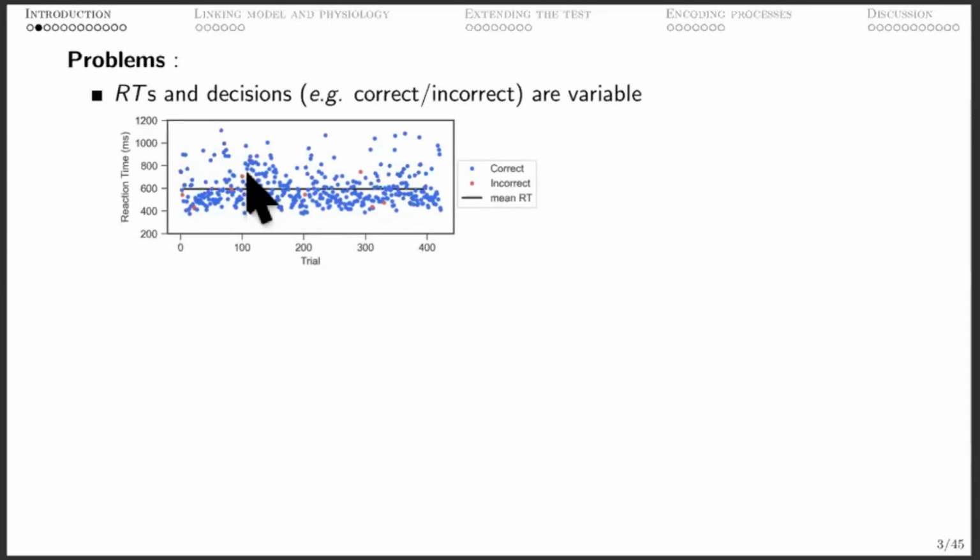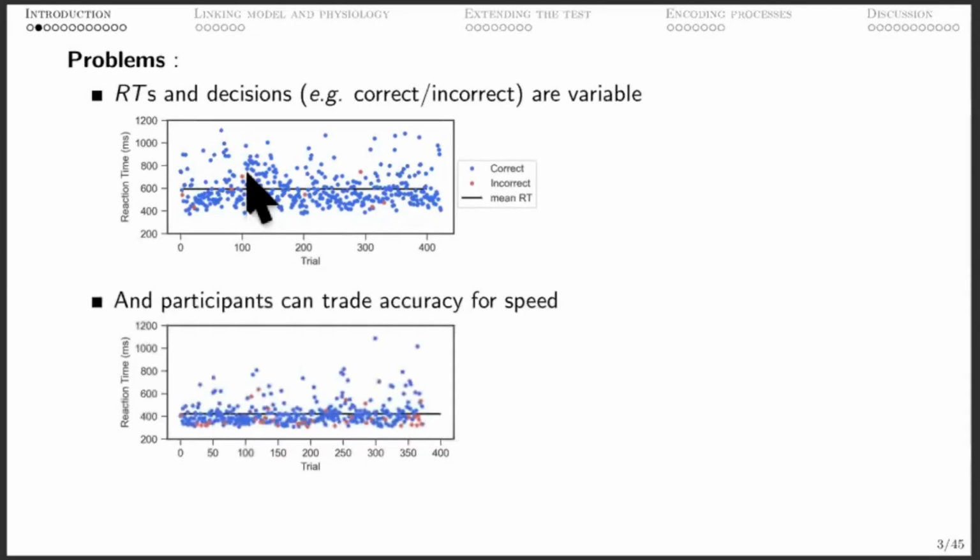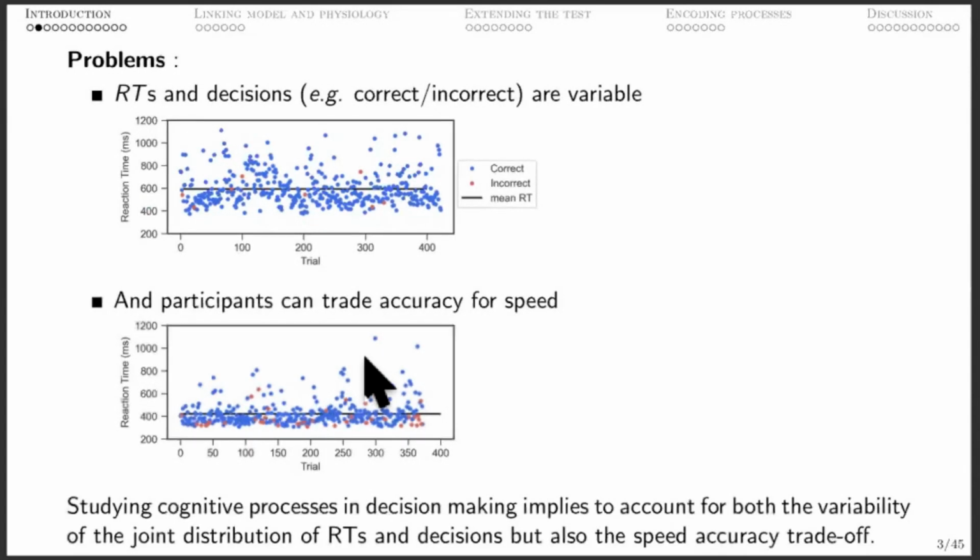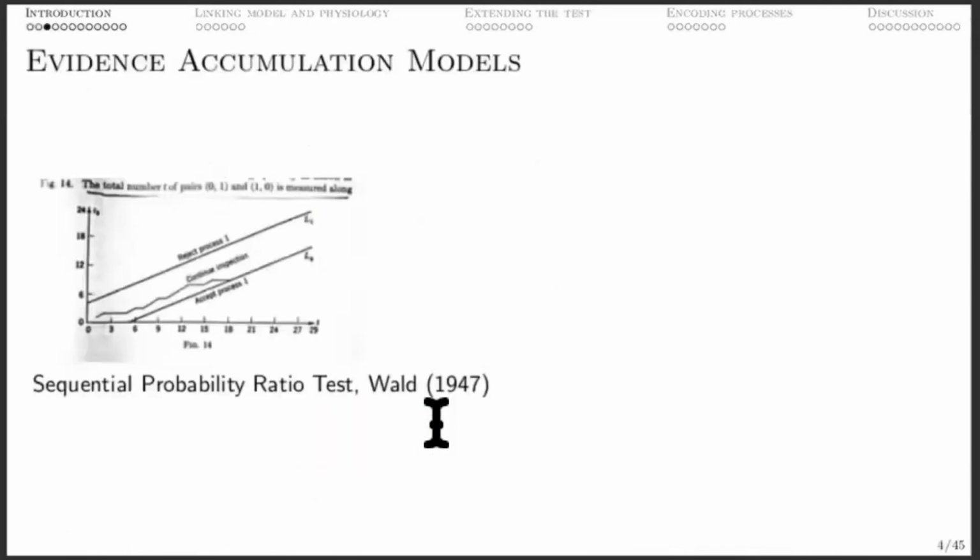Along with it is another problem, which is the ability of participants to trade accuracy for speed. For example, we could have one participant that is cautious and slow, who doesn't make a lot of errors, and another one that is way faster but also commits more errors than the previous one. So this is called the speed accuracy trade-off, and it's a dimension we have to account for when we try to study the cognitive processes involved in decision-making. We try to account for both of these dimensions, the variability on one side and the speed accuracy trade-off on the other side. But there is one theoretical framework that tries to account for both dimensions.